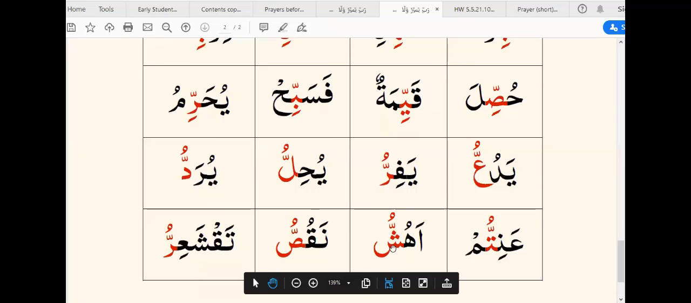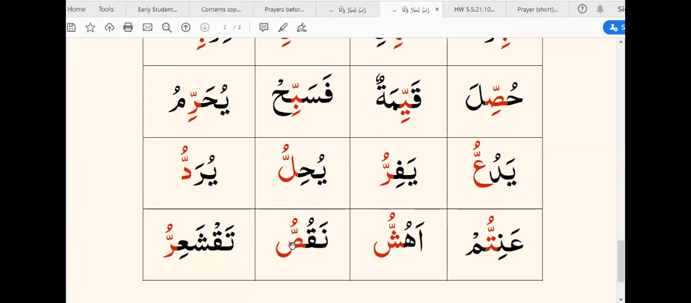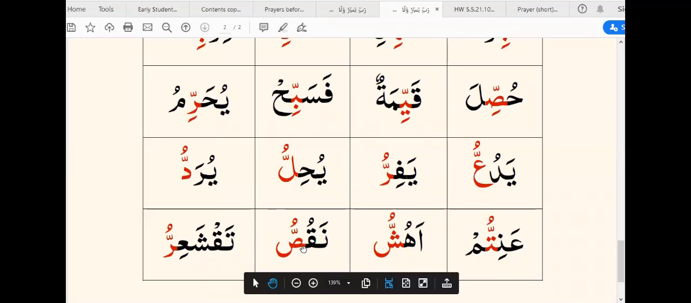So hushu. Well done. Ahushu. Letter swad with the shadda, joining it, making two sounds. Qussu. Well done. Naqussu. Well done. And over here we have letter ra with the shadda.